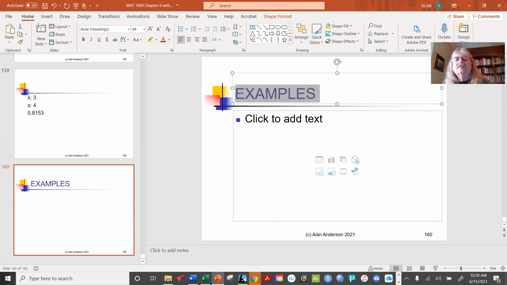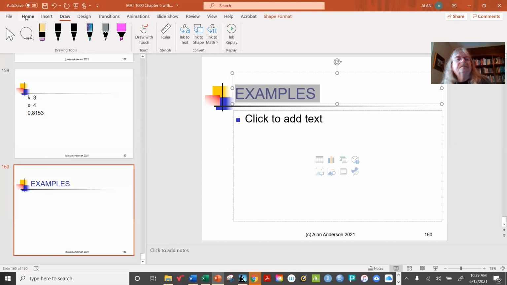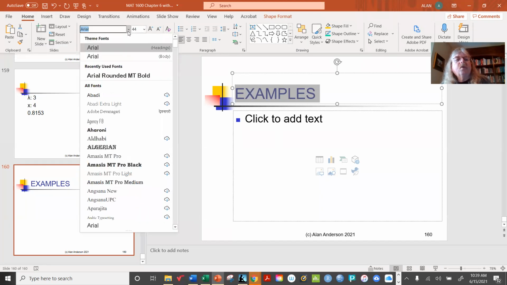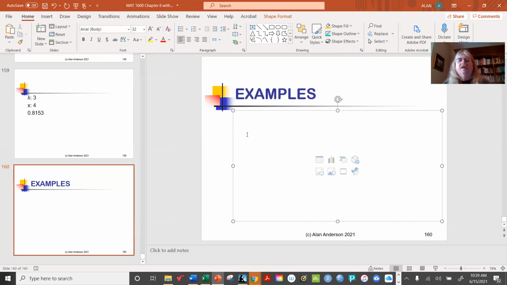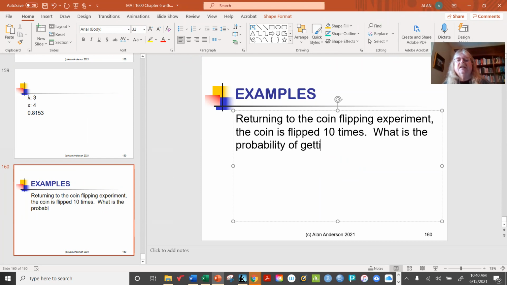What if instead, let's try this one, just so you can see how this would work, because this is an important result too. Returning to the coin flipping experiment. The coin is flipped 10 times. What is the probability of getting at least 7 heads?